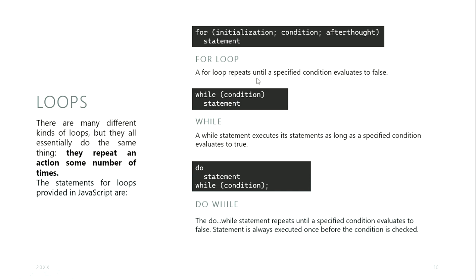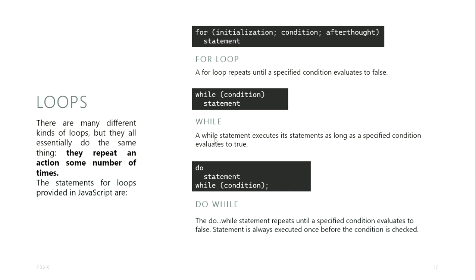Firstly, a for loop repeats until a specified condition evaluates to false. Or we can say a for loop is mostly used when you know the number of iterations you are going to make. So if beforehand I know the number of iterations, then I use a for loop. This is the syntax. First we do the initialization of our control variable, then we have the condition and the afterthought. Here we can have increment or decrement or any other step, and then we execute the statement.